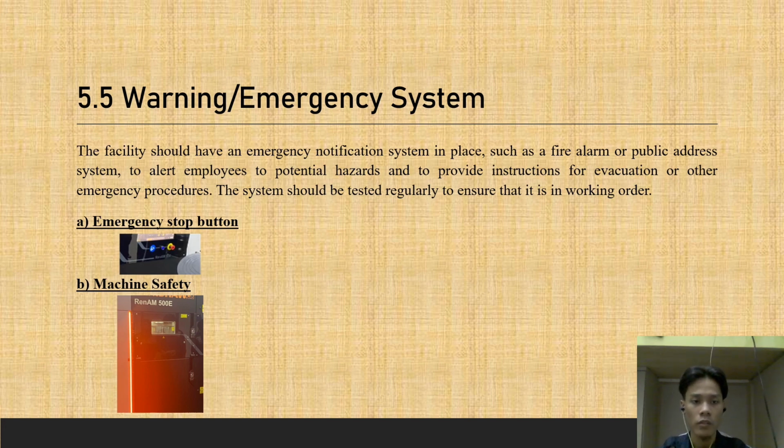There are four warning and emergency systems that should be installed for the organization. First is the emergency stop button. It is a device to allow operators to swiftly stop the machinery by pulling a rope or pushing a button in order to reduce the danger of injury and property loss.